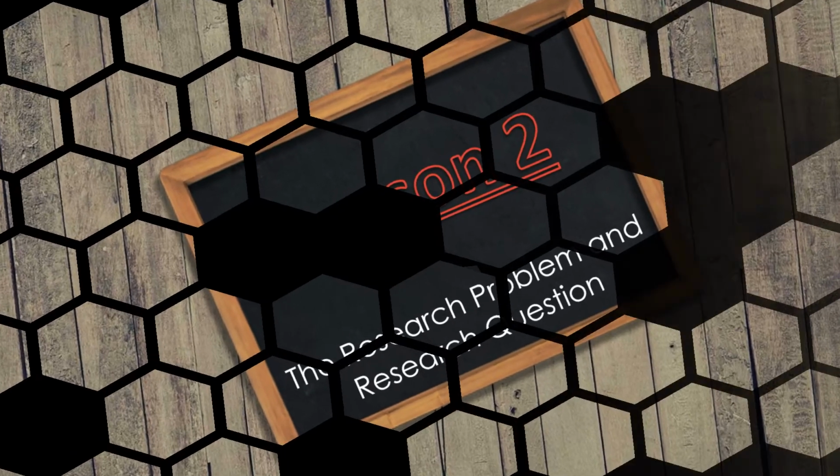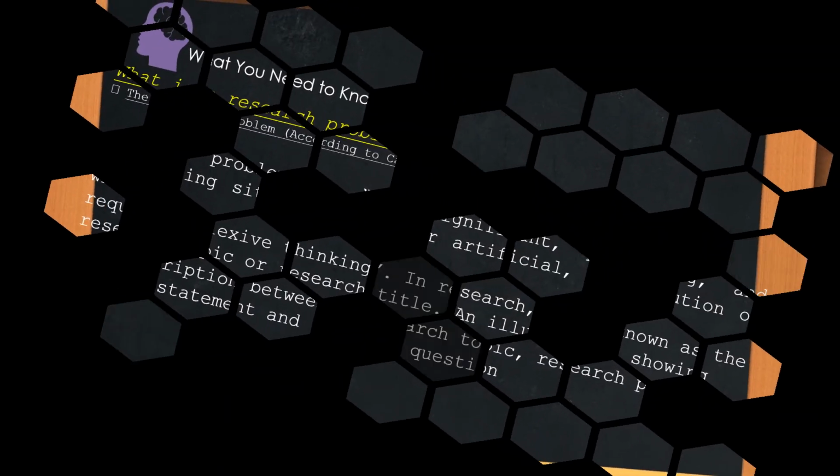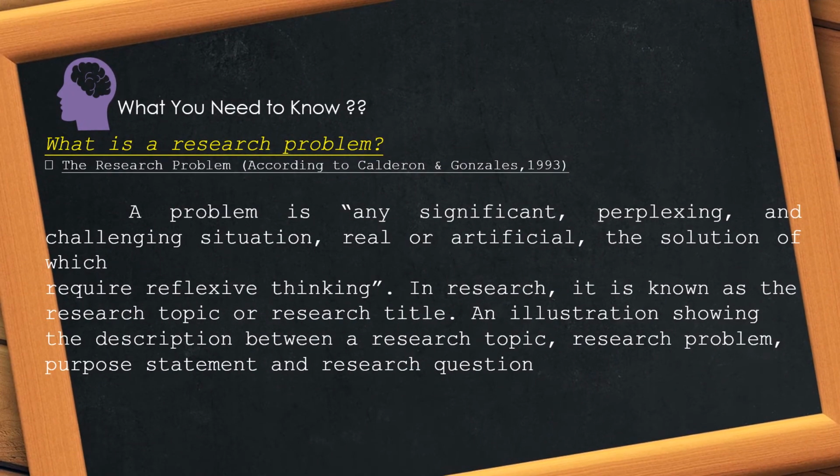So, what you need to know. What is a research problem? A problem is any significant, perplexing, and challenging situation, real or artificial, the solution of which requires reflective thinking. In research, it is known as the research topic or research title.